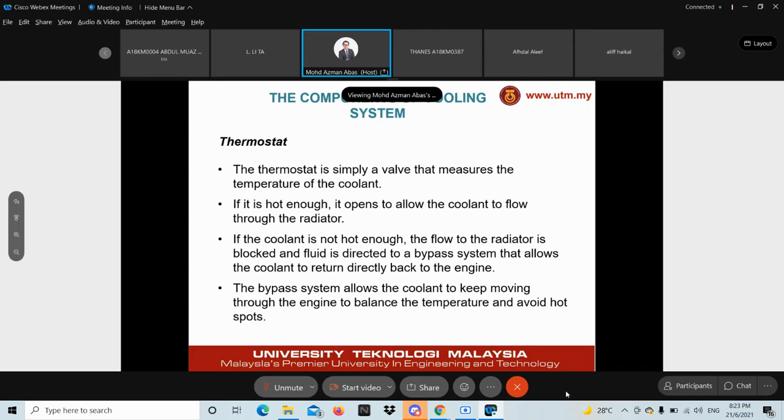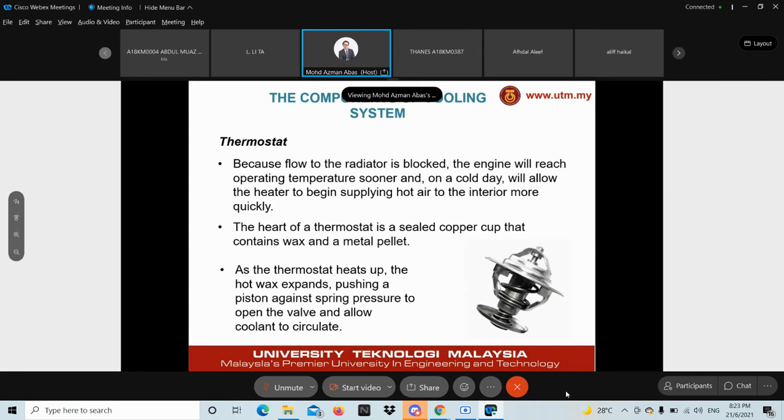So the bypass system allows the coolant to keep moving through the engine to balance the temperature and avoid hot spots. Okay. So the bypass is really very, very important to make sure that the heat is evenly distributed throughout the engine. And because flow to the radiator is blocked, the engine will reach operating temperature sooner, and on a cold day will allow the heater to begin supplying hot air to the interior more quickly. Okay. So in other words, the thermostat is a clever invention.